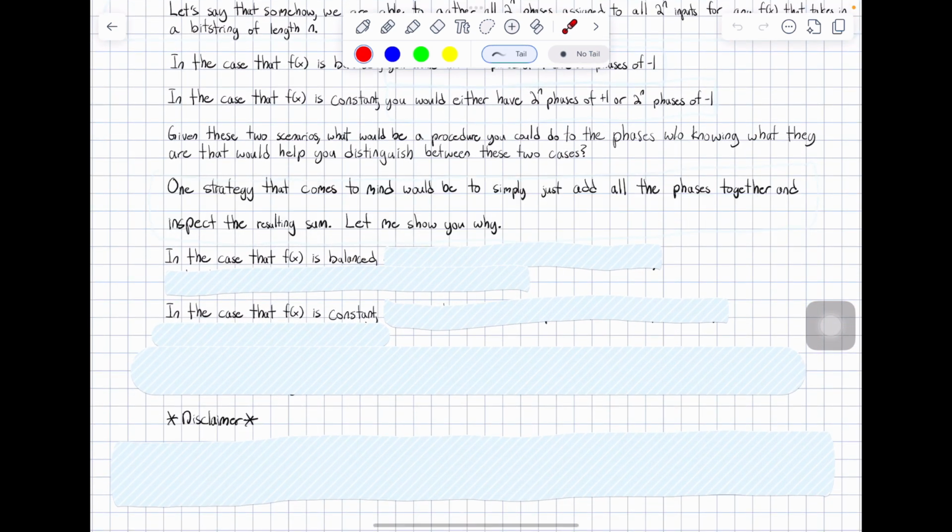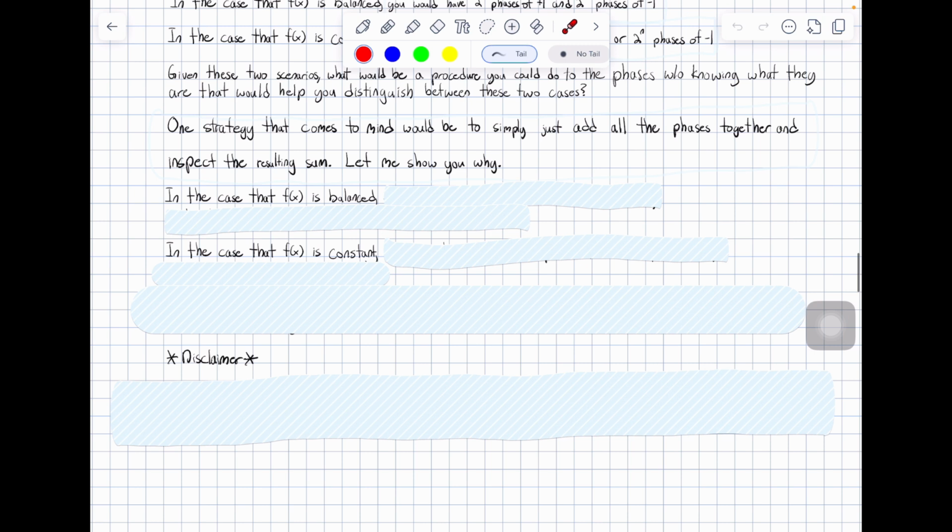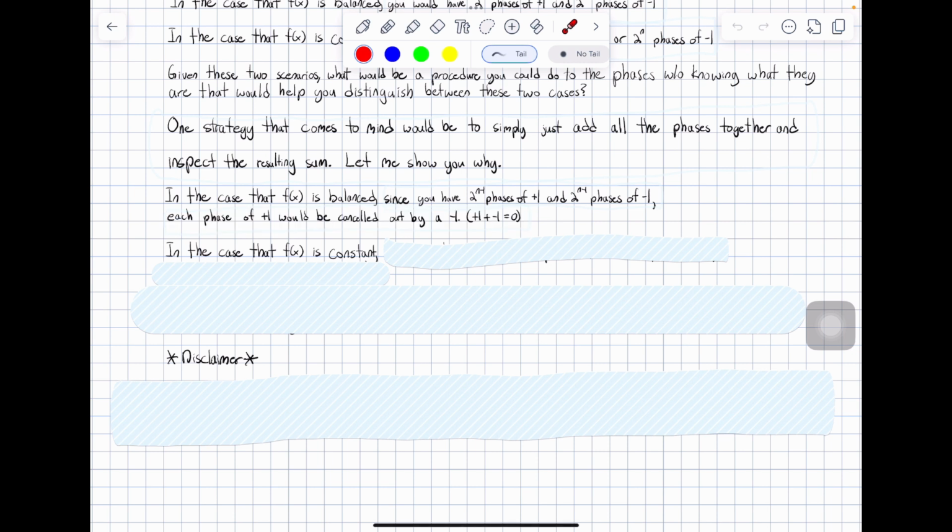Anyways, given these two scenarios, what would be a procedure you could do to the phases, without knowing exactly which case it falls underneath or what the phases are exactly, that would help you distinguish between these two cases? One strategy that comes to mind would be to just simply add all the phases together and inspect the resulting sum. Let me show you why.